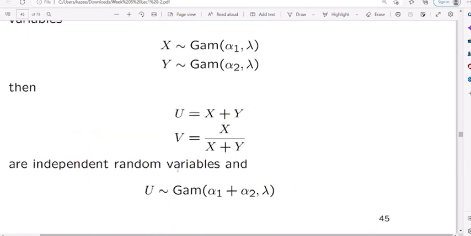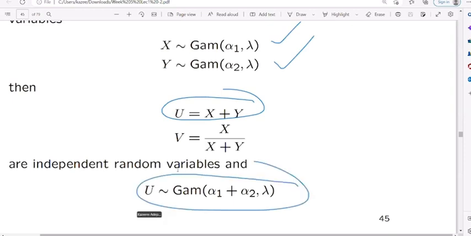Now, this is the situation by convolution. If X follows a gamma and Y follows a gamma, at the end of the day, U is also going to follow a gamma distribution, only that we're going to have the addition of alpha 1 and alpha 2, the shape parameter.